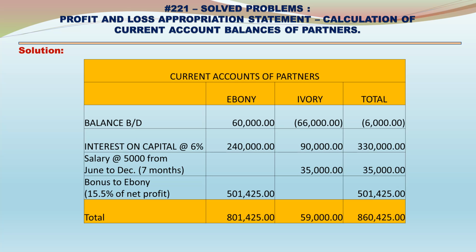Total 501,425. Total current account of Ebony 801,425. Total current account of Ivory 59,000. Total of the current accounts is 860,425.